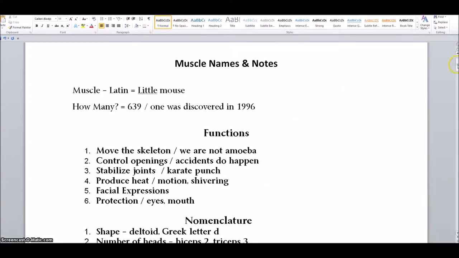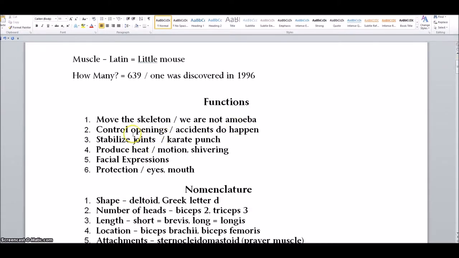Okay, so in this outline, first of all, we list the functions of muscles: moving the skeleton, controlling openings so that you don't mess your pants, stabilizing the joints, producing heat from motion and shivering. Most of the energy that's used in your body, if it isn't used by your brain, it's used by your muscles. Muscles produce facial expressions and therefore emotions that you express to the other people, and they protect your eyes and your mouth.